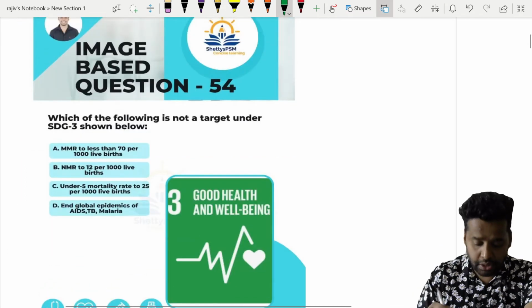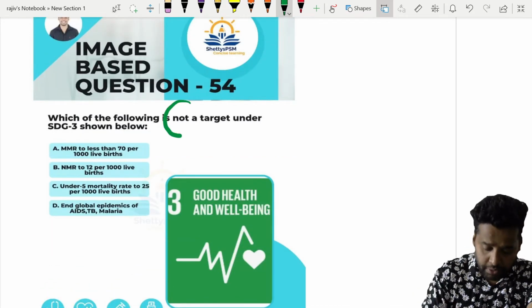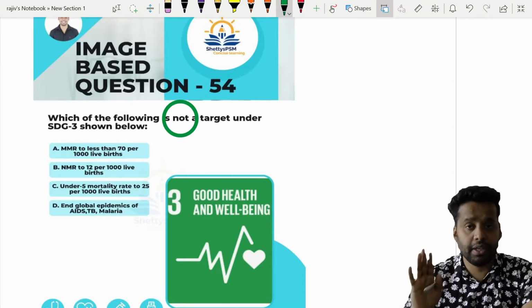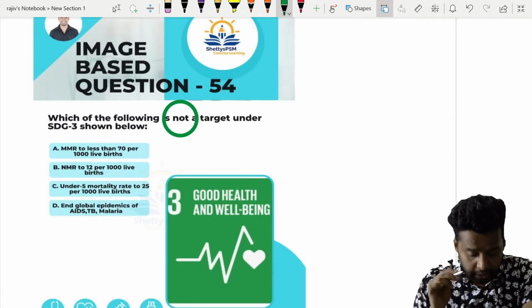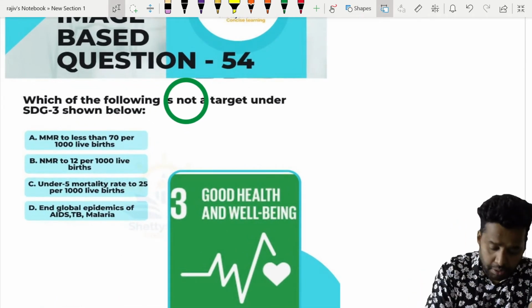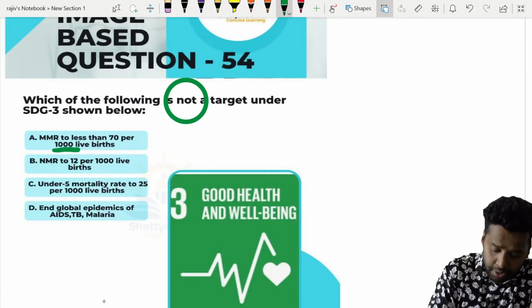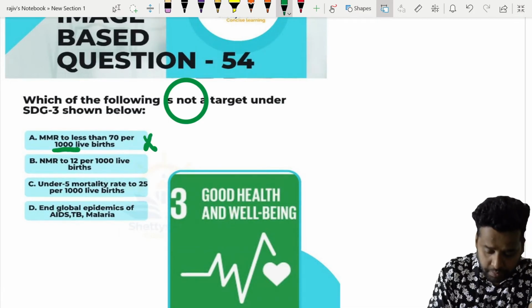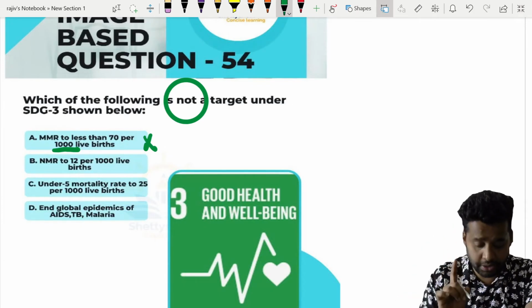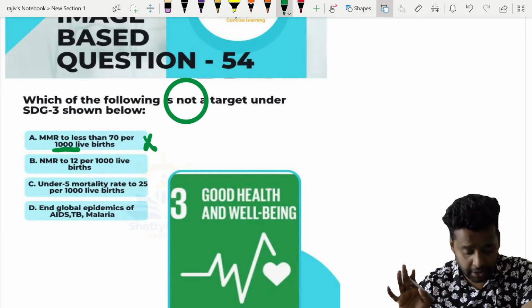See the target which is not a target for SDG 3. So out of 17 sustainable development goals, SDG 3 is for health. In that, the target which is not related to SDG 3, this was the question: MMR to less than 70 per 1000 live births? No. It is per 1 lakh live births, not per 1000. That is the answer, that is not the target.